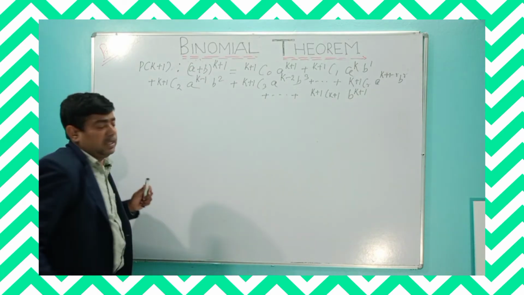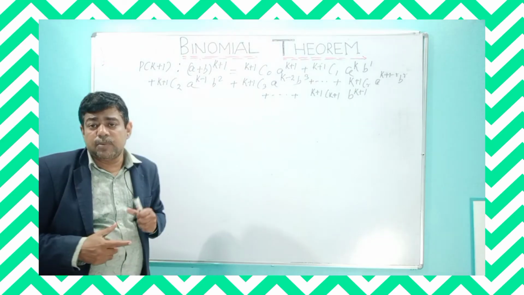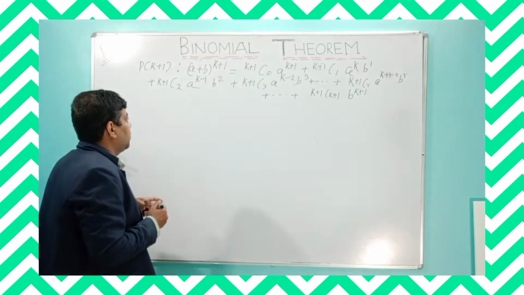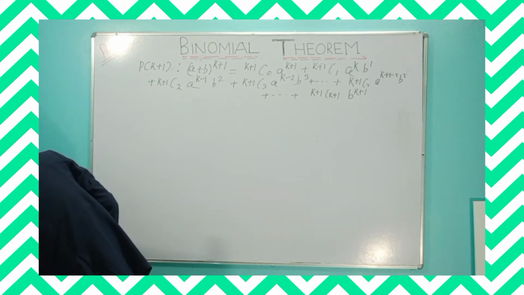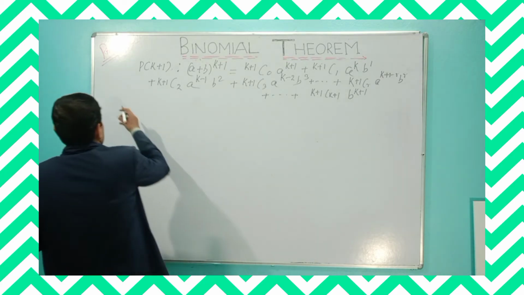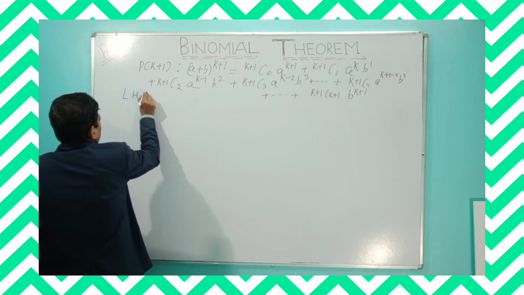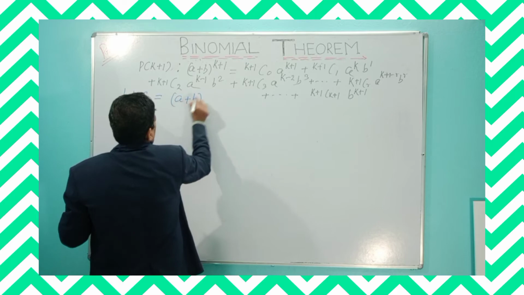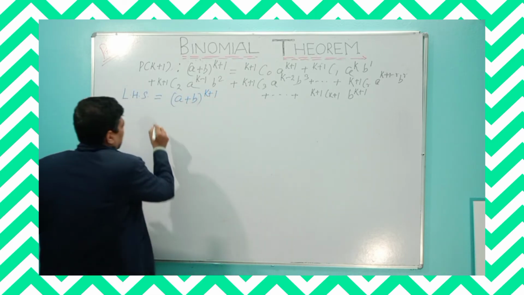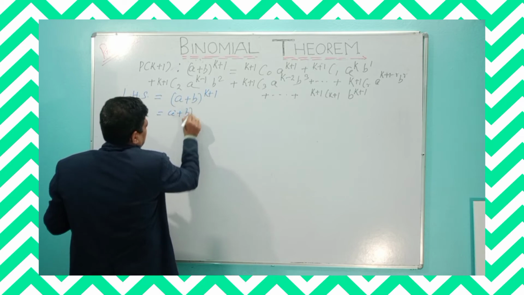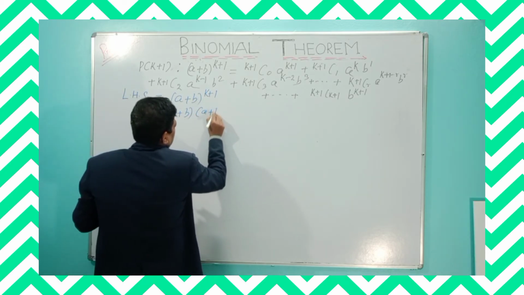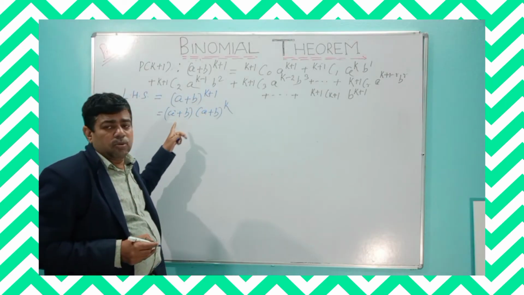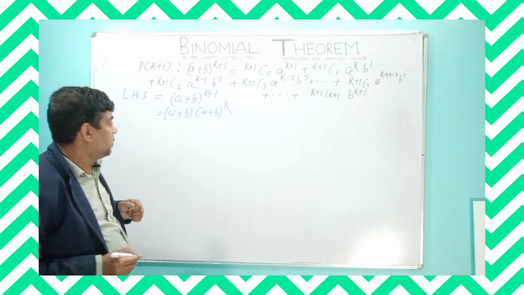Understand? Here, see carefully. Whenever proving a statement, you have to prove LHS to RHS. Let us write the LHS, left hand side: (a plus b) whole to the power k plus 1. Here, all of you know (a plus b) to the power k plus 1 is (a plus b) into (a plus b) whole to the power k.